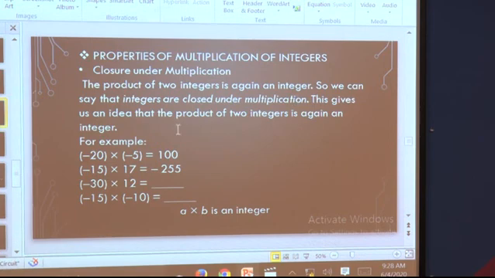This gives us an idea that the product of two integers is again an integer. For example, minus 20 means we are multiplying a negative integer by another negative integer. What will be the product? Yes, 20 times 5 is 100, but it is an even number of times, it is 2 times we are multiplying negative integers. So, it is always plus.